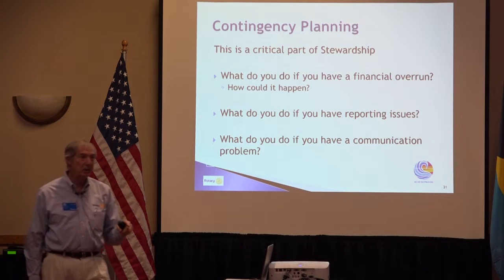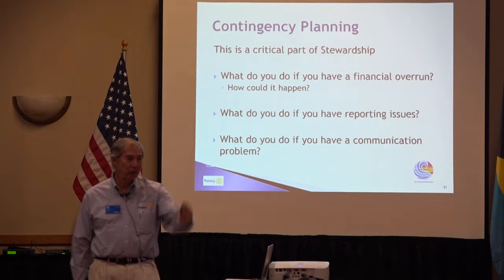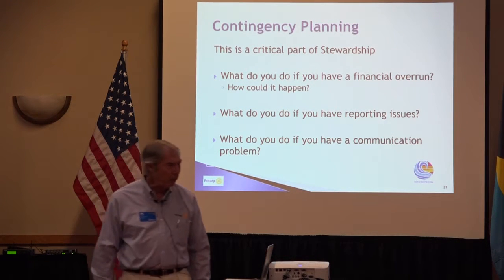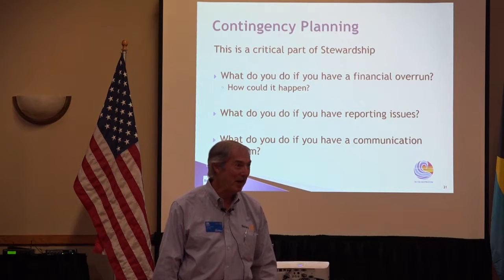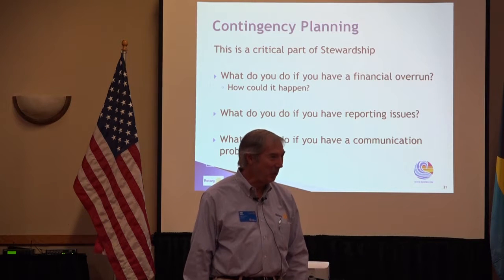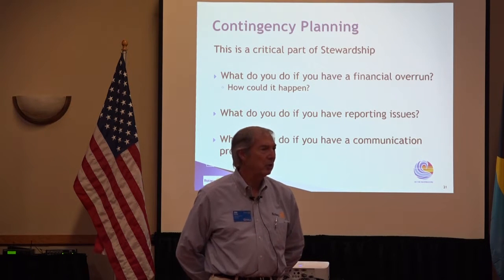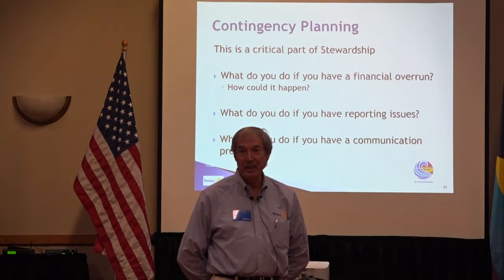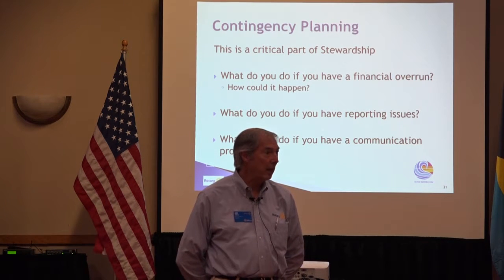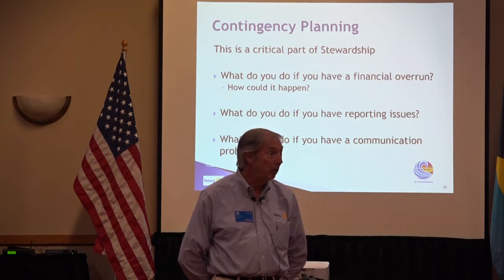And your project, Scott, you're going to build a couple of schools. How could you have a financial overrun? How many ways? A lot of ways. What would you do if you have a financial overrun? You're responsible, right? You and the other partner. And here you've gotten into this and you've only built half a school and you're out of money. Now, what are you going to do?